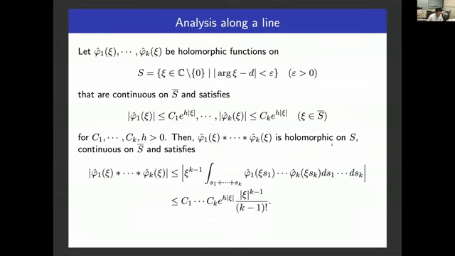So, analysis along a line. This is a very standard technique, a very standard discussion. We can discuss very easily analytic continuation along a line. So I skip here.